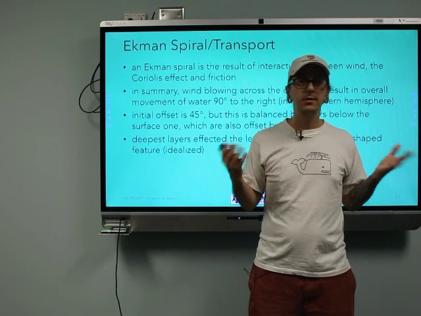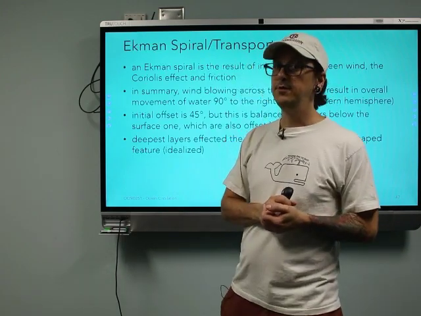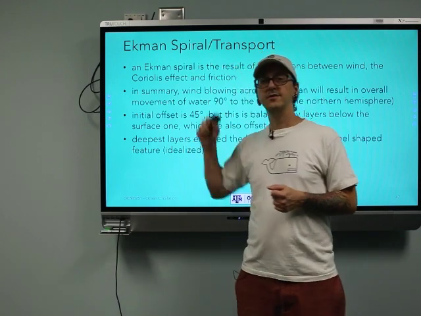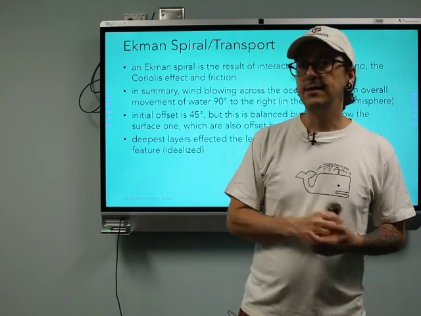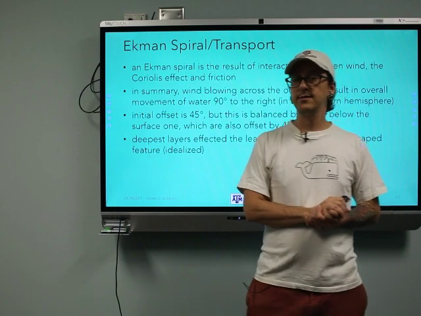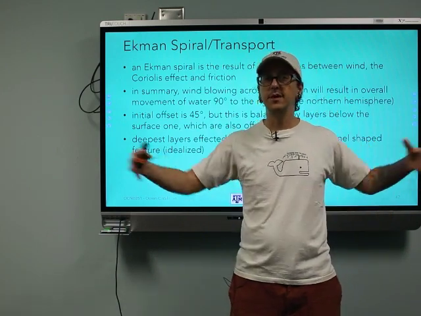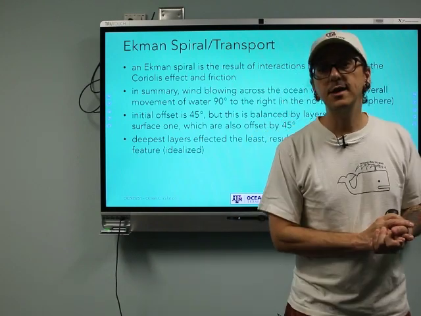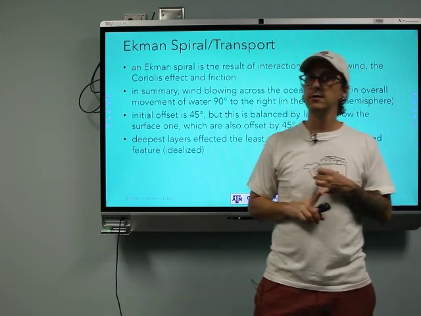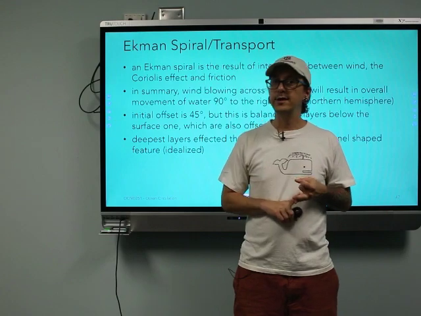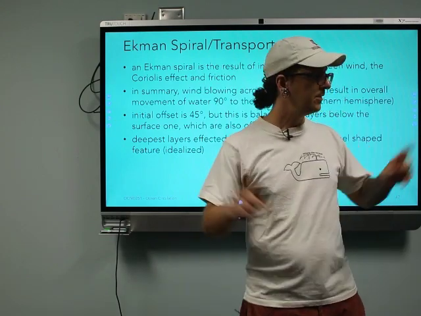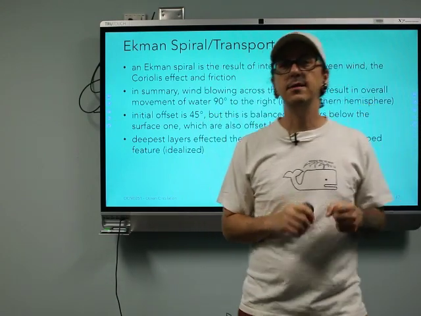we're going to talk about Ekman. He's a smart guy, figured out this spiral thing. And this has big implications on currents on small scale and, well, mostly small scale, but also some implications for larger scale currents related to coastal areas, also related to the equatorial countercurrent. So important stuff. That's what's going to happen next.